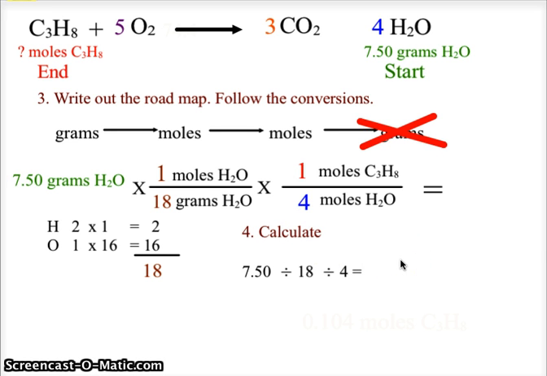And so when we calculate, it's 7.50 divided by 18 divided by 4. Numbers in the numerator are multiplied, numbers in the denominator are divided, and this gives us a final value of 0.104 moles of propane, C3H8.